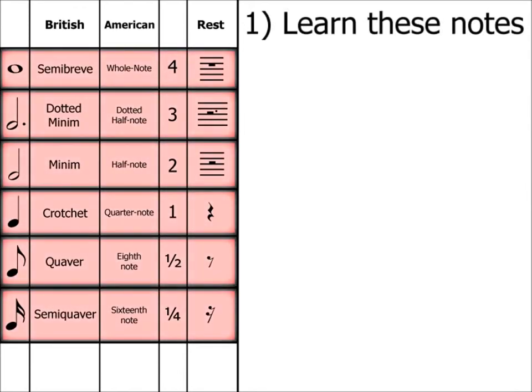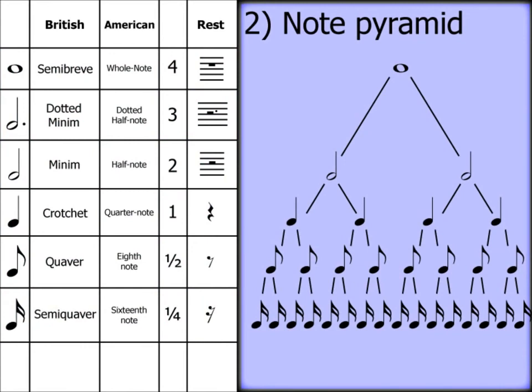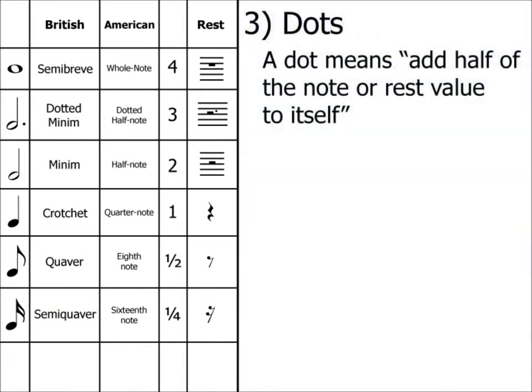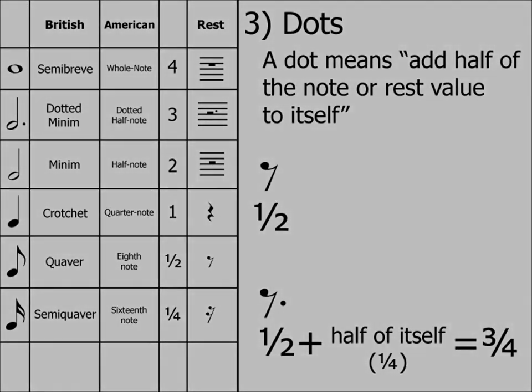So before we finish, just a reminder, you must learn these notes, their names, their values, and their rest symbol. Secondly, if it helps to remember the value of notes, draw a pyramid like I did earlier. Thirdly, a dot next to a note or a rest adds half the value of the note or rest value to itself. So here's a quaver rest, which is worth half. Add a dot, it becomes 3/4. As half, add half of itself, a quarter, becomes 3/4.